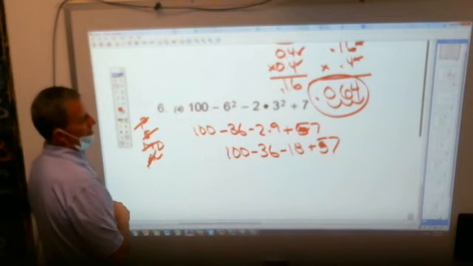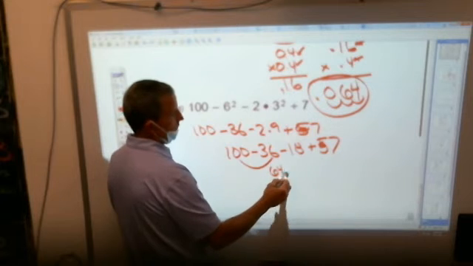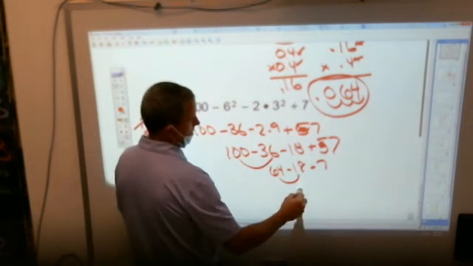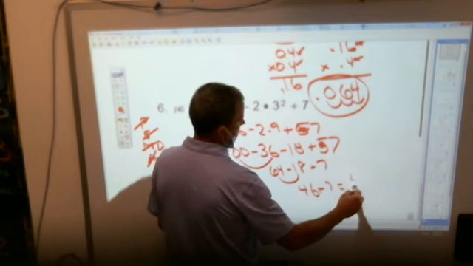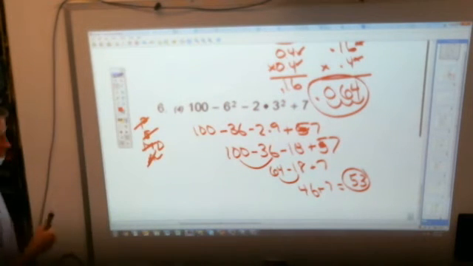And then addition, subtraction from left to right, Jacob. 100 minus 36 is 64. 64 minus 18 is 46. And 46 plus 7 is, did I get this right? 53? Is that right, Conrad? Yes, it is. So Jacob, once again, what do we do, just so I know for future reference? I did 100 minus 36 and then I put 34. Oh, I got that wrong too.